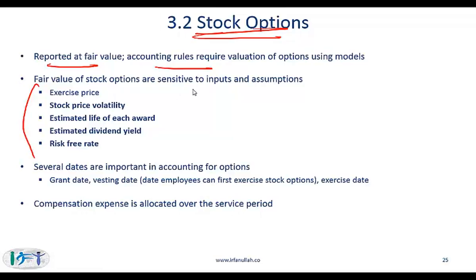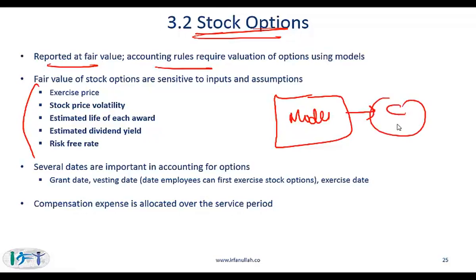When you use these models, you need to make certain assumptions and you feed some data. So there is a model which is giving you the option price. Let's say that the options are like call options. So you feed some input into the model, and the model will give the option price, which is then shown as an expense because the company is giving employees options, what cost to report.